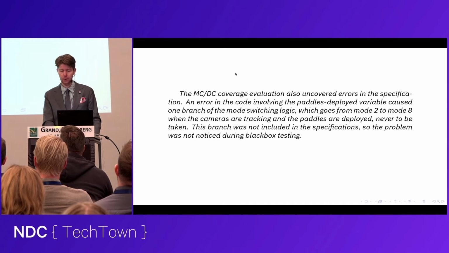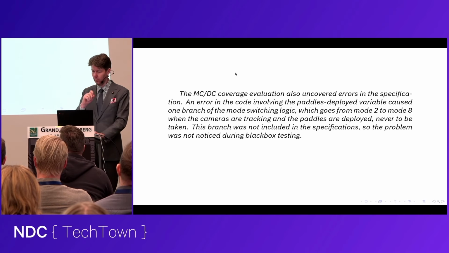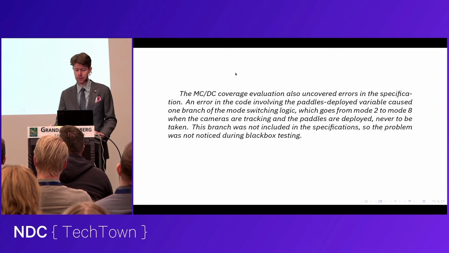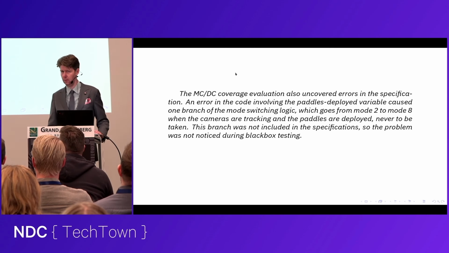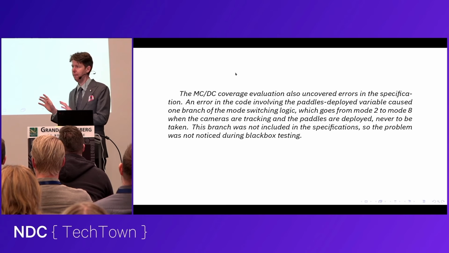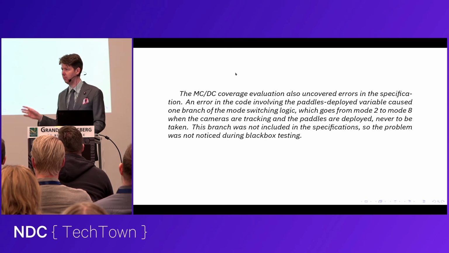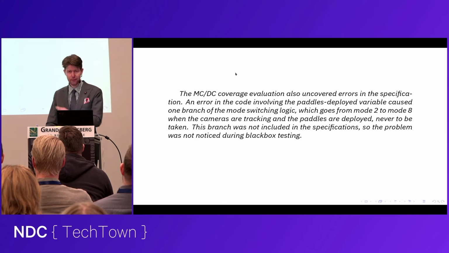An error in the code involving the paddles deployed variable caused one branch of the mode switching logic, which goes from 2 to mode 8 when the cameras are tracking, to be taken. This branch was not included in the specification, so the problem was not noticed during black box testing. So in this case, the programmers found a case that wasn't in the specification, but they coded it in anyway, because they're bright people who wrote some nice code. And they fixed the specification by measuring and doing the coverage. They figured out that, hey, this is actually a thing.